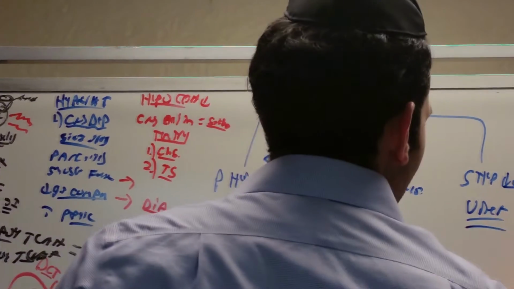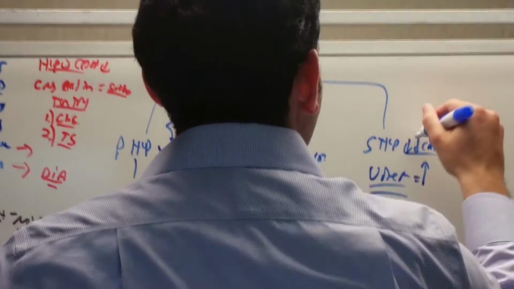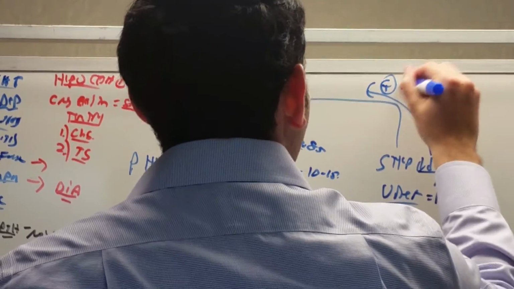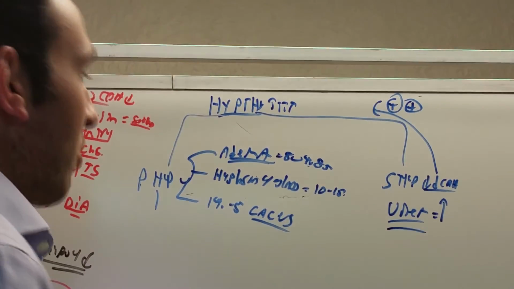And of course, with vitamin D deficiency, you're going to have low calcium. When you have low calcium, you're going to stimulate the PTH a lot. Therefore, we're going to have hyperparathyroidism.